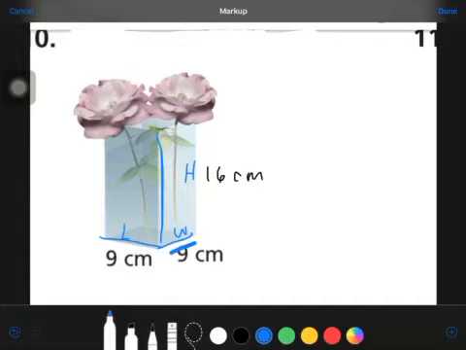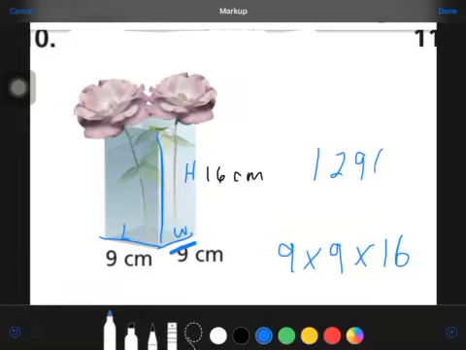So 9 times 9 times 16. So 9 times 9 is 81 times 16. That's going to be 1,296. And that's centimeters cubed. Cubed again because we're multiplying 3 dimensions.